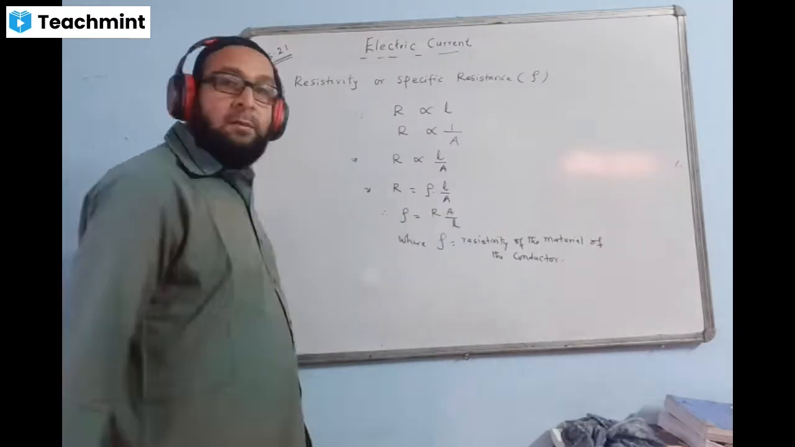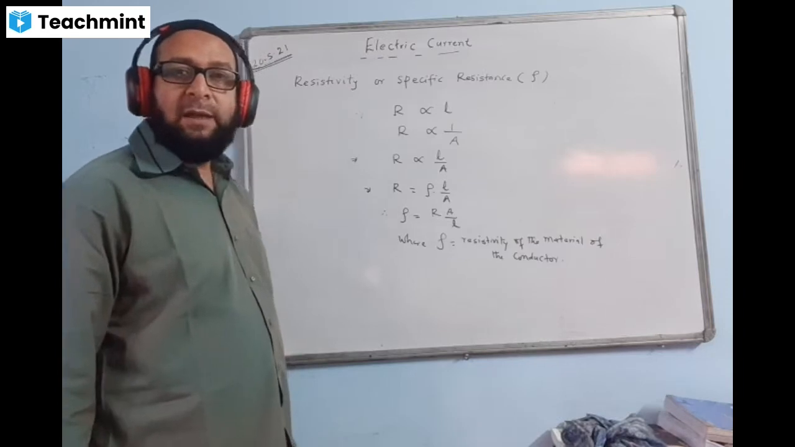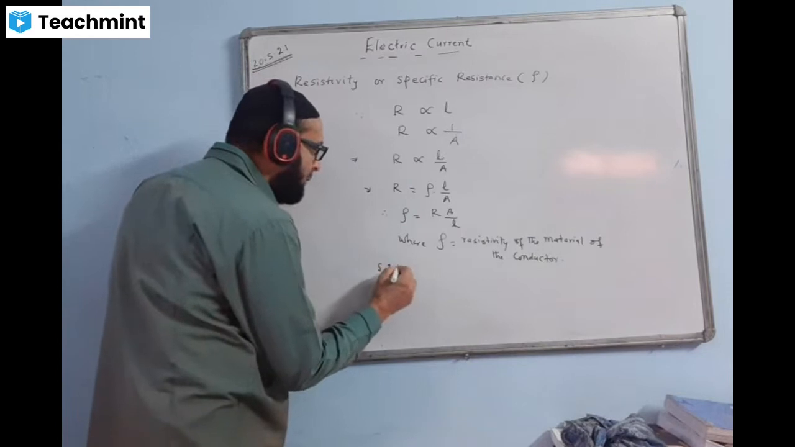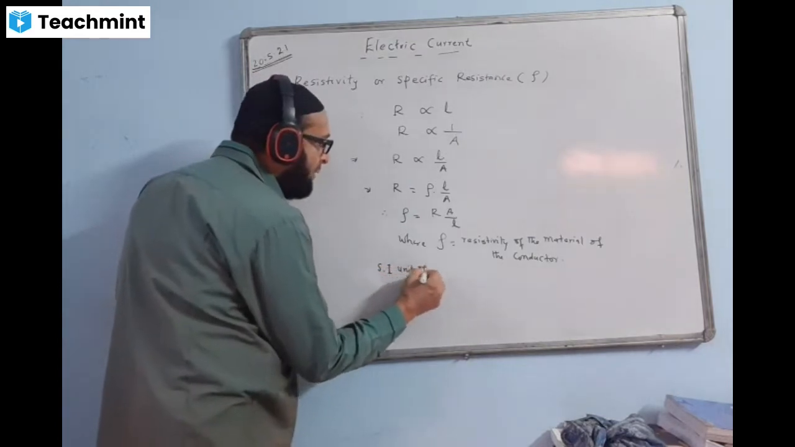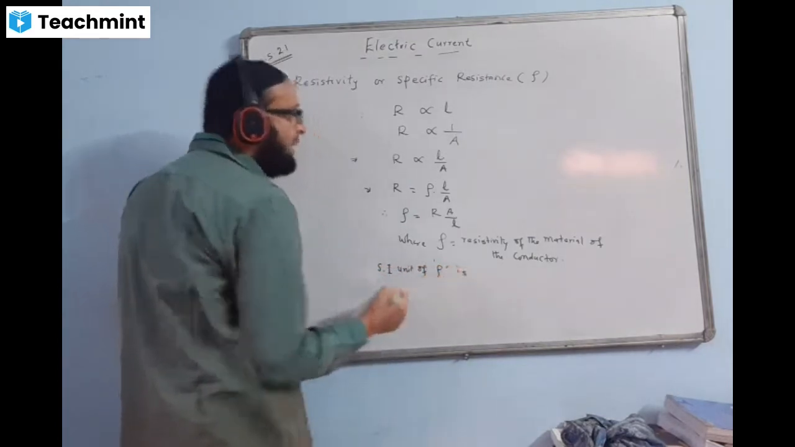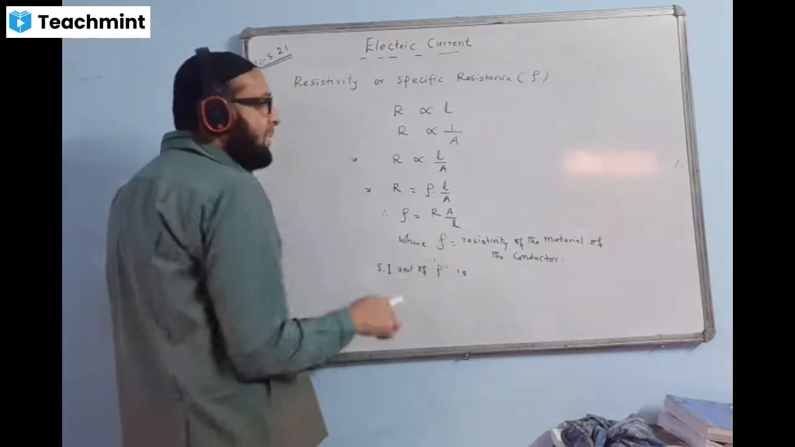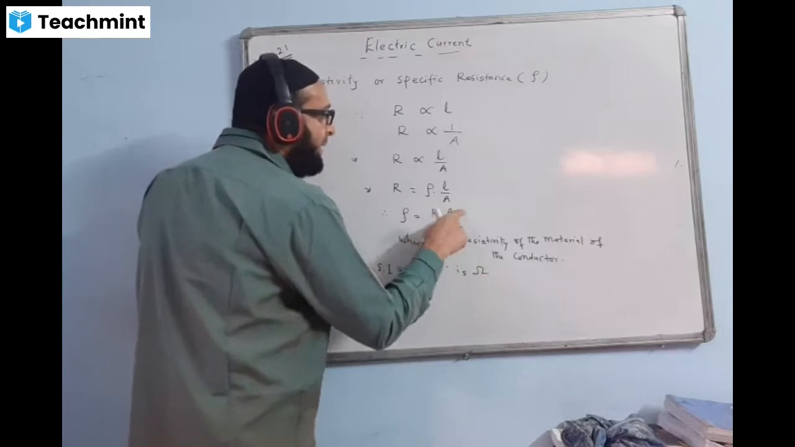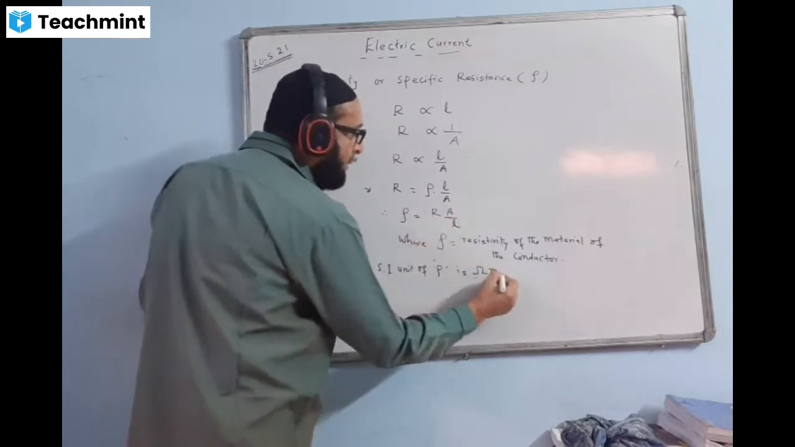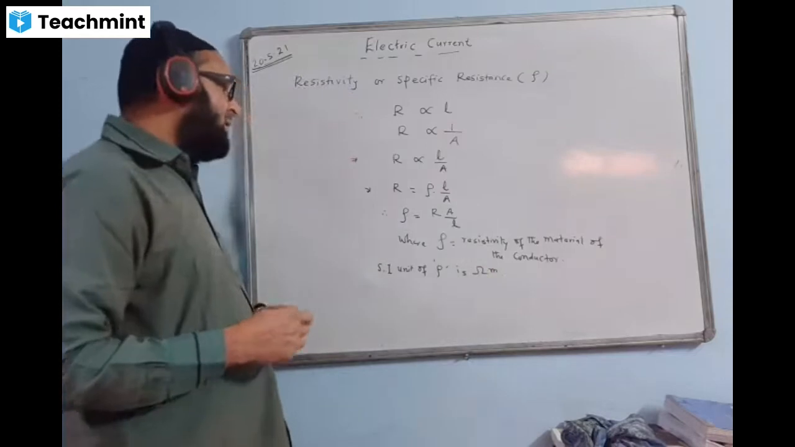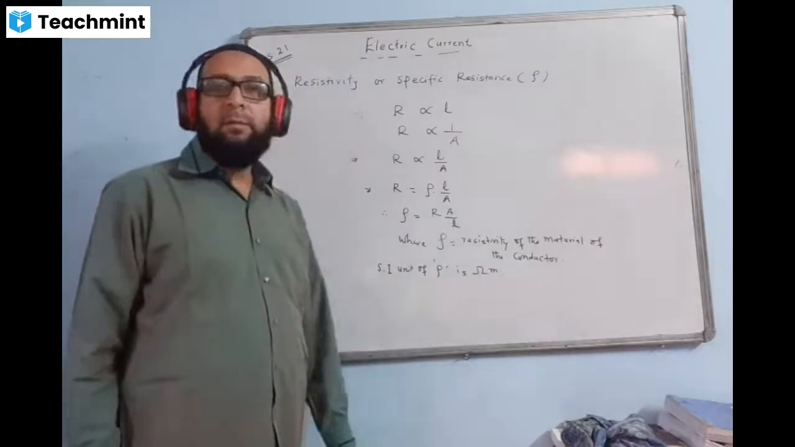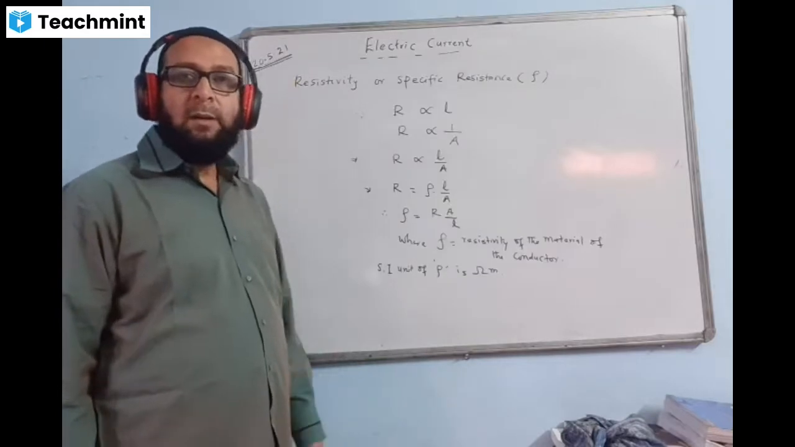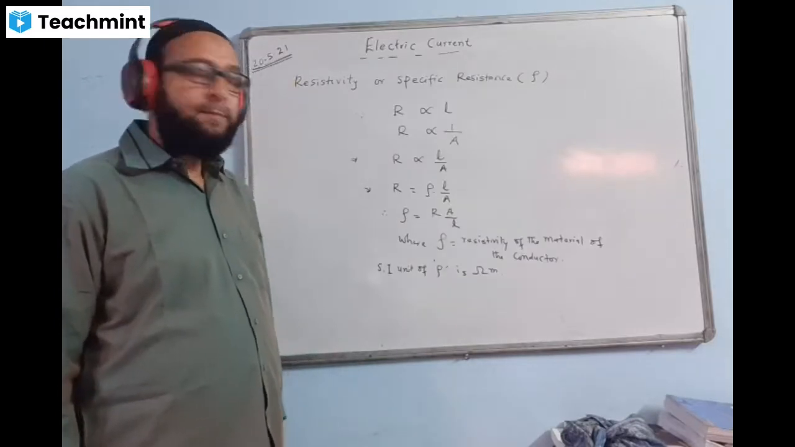Okay. Then you write the SI unit of resistivity. What can be the SI unit? From this equation we can check. The SI unit of resistance is ohm and area is meter square divided by meter, so it becomes ohm meter. The SI unit of resistivity is ohm meter, omega meter, that means ohm meter. We write like this.